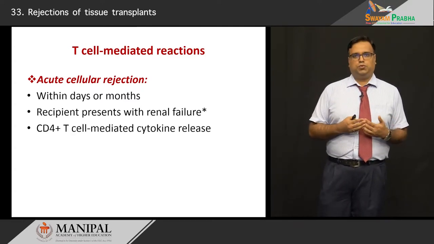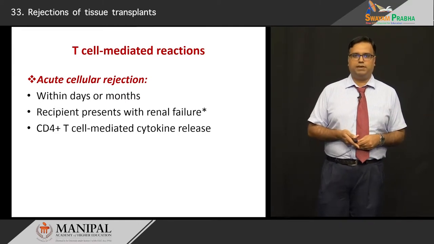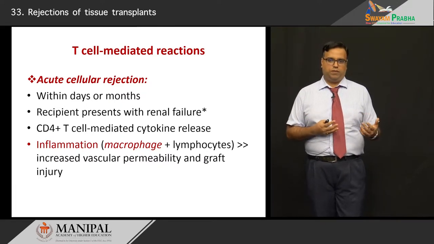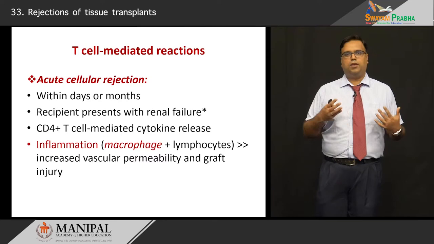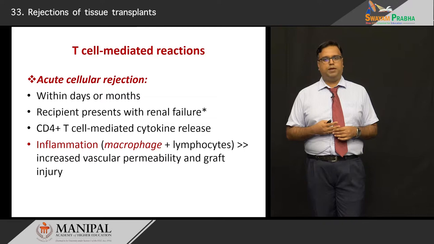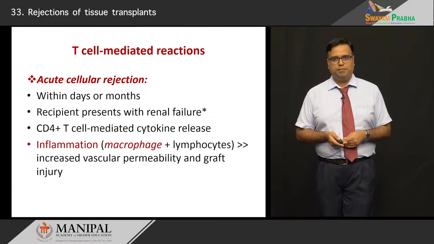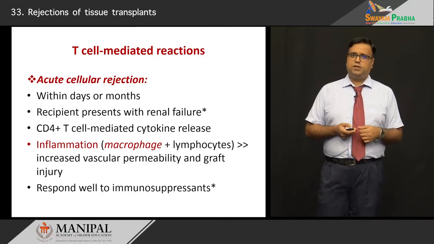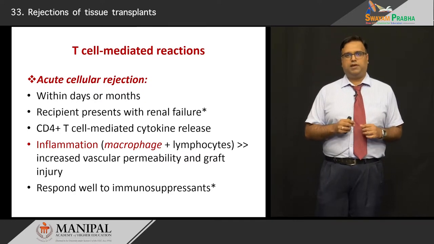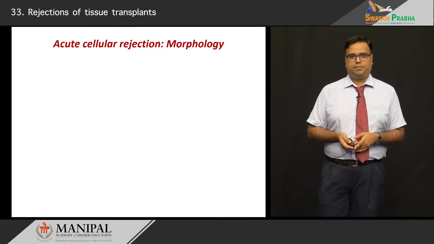If you want to pin the blame here, you have to blame it on the CD4 T cell mediated cytokine release. And overall, what does it do? It results in activation of the macrophages and lymphocytes, bringing in a lot of pro-inflammatory mediators, which increase vascular permeability and result in graft injury. But these patients are the ones who respond very well to immunosuppressants. Should you be sharp enough to institute these drugs immediately, you can counter acute cellular rejection mediated by T cells.